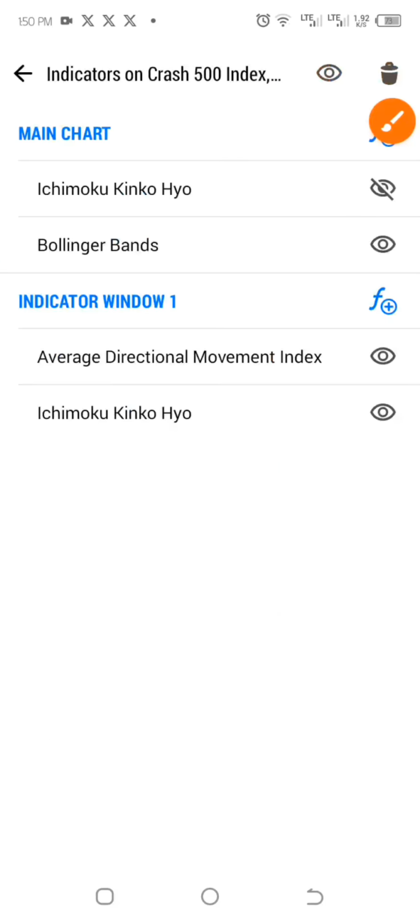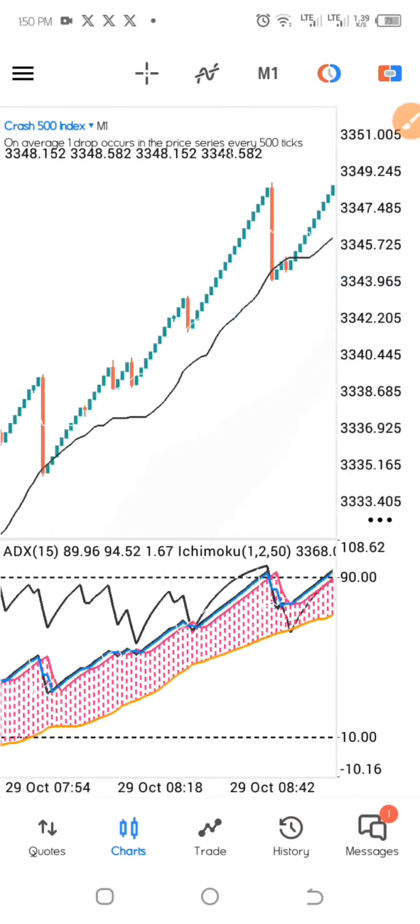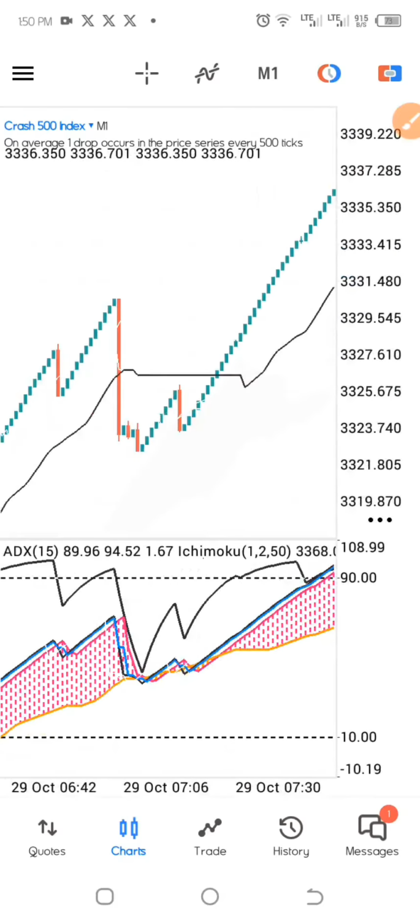Now if you want to buy, you want to look for a scalp, you turn this off and you turn this on, and you go back and you look for buy opportunities. That's how you take a trade with this strategy.